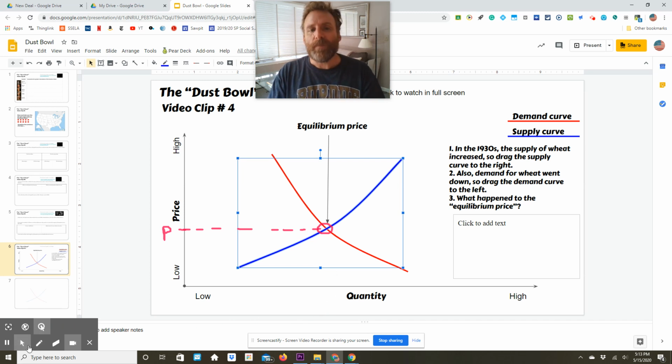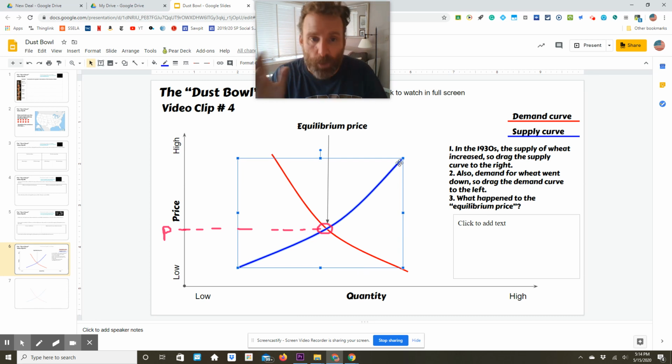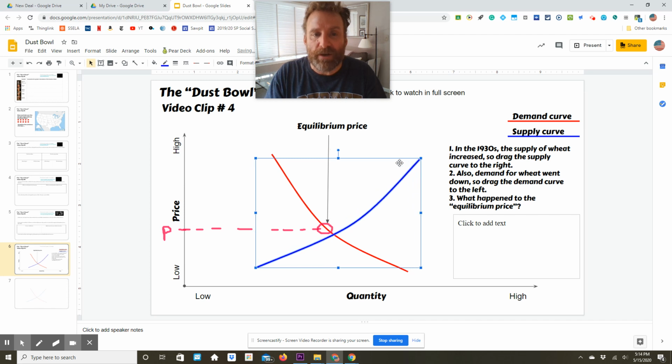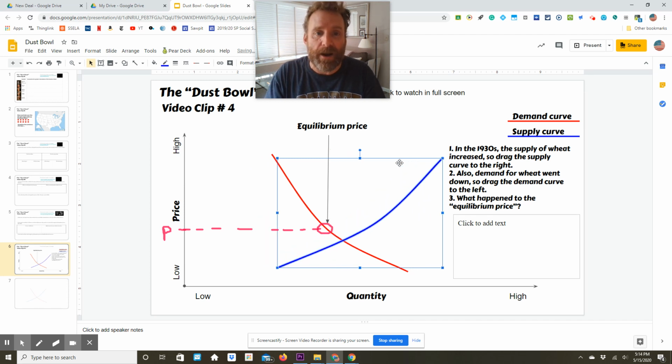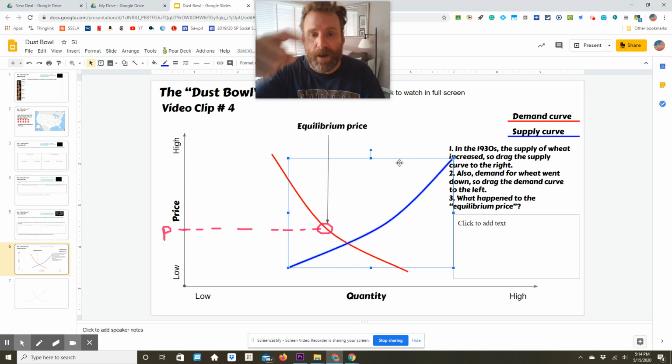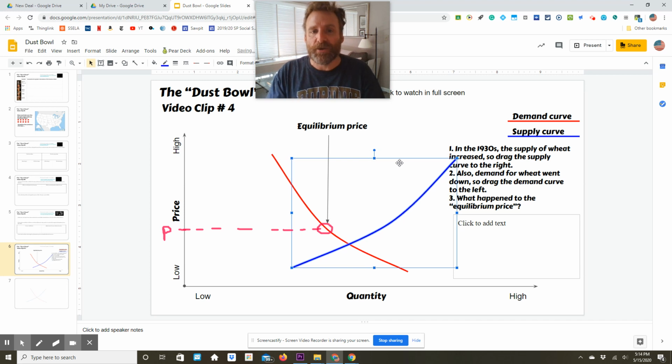Now, what happened in the 1930s? Well, first, the suppliers supplied more. And so those wheat manufacturers made a ton of wheat, a bushel of wheat. And the supply curve then shifted out like you see it happening right here. More is that way. All right. So the whole curve moves out. It's a math thing. The whole curve moves out.